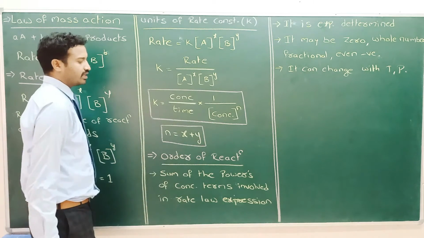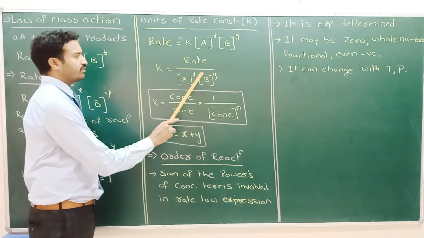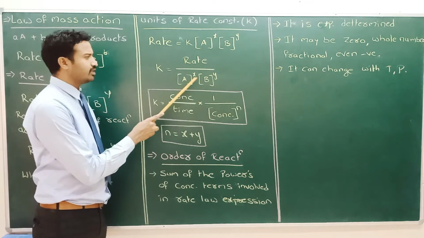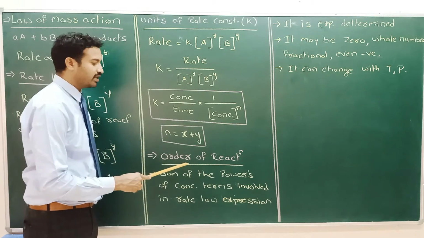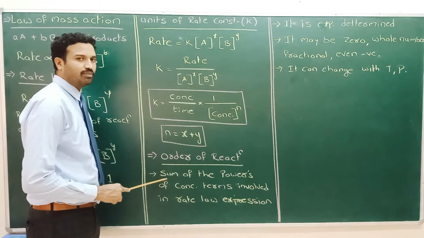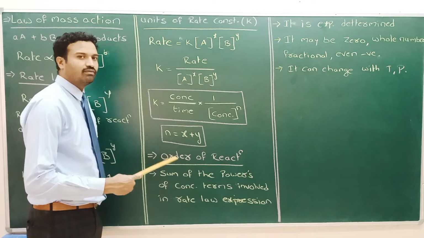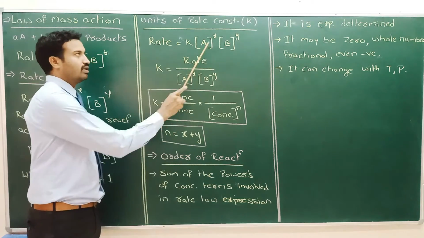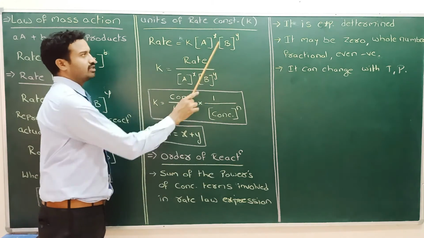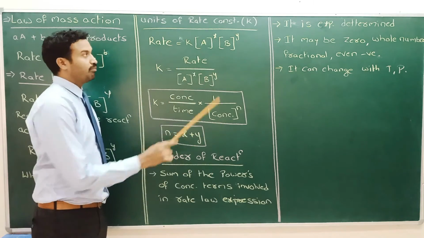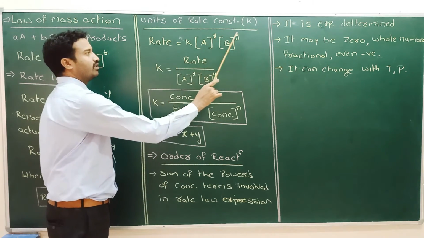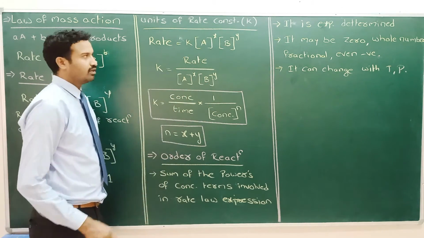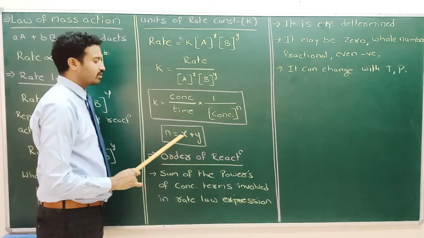What is order of reaction? X plus Y is called the order of reaction. Is this from a theoretical value or an experimental value? This is from an experimental value. So the definition of order of reaction is the sum of the powers of concentration terms involved in the experimental rate equation. These are the power values of concentration of A and concentration of B. So X plus Y is called the order of reaction.